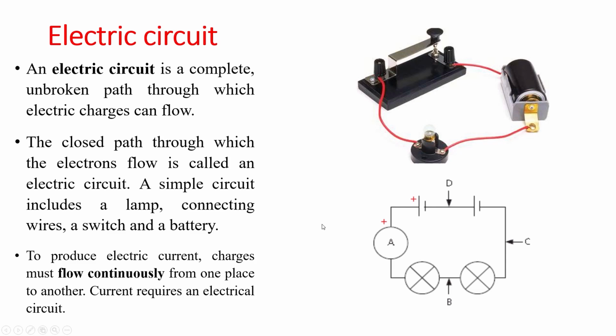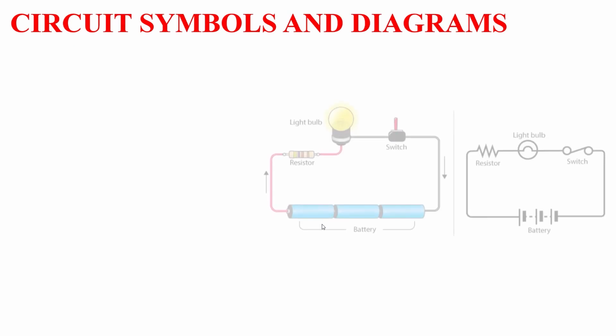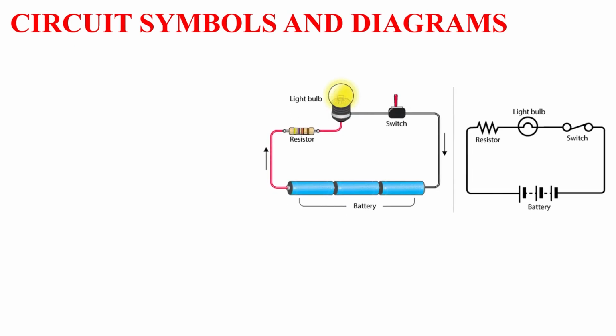So in order to have a continuous flow of charge, we need a pathway, and this pathway is called an electrical circuit, and it consists of different components. We will discuss each component of the circuit in detail. So let's begin from the first. Okay, now why do we use electrical symbols?